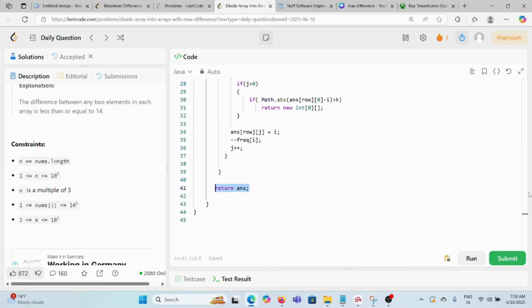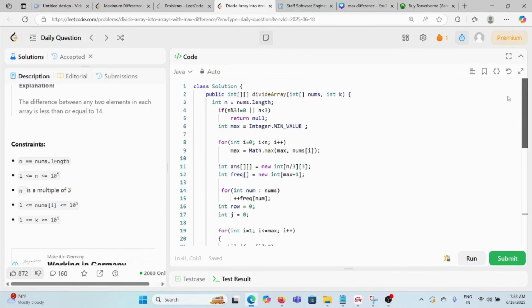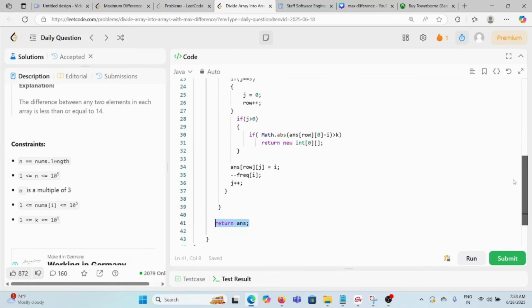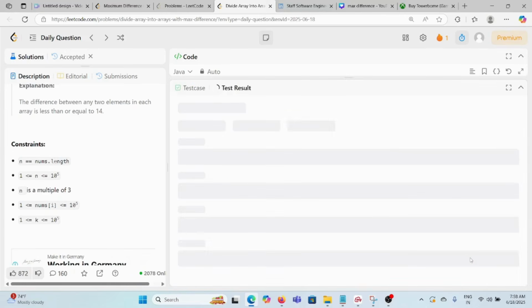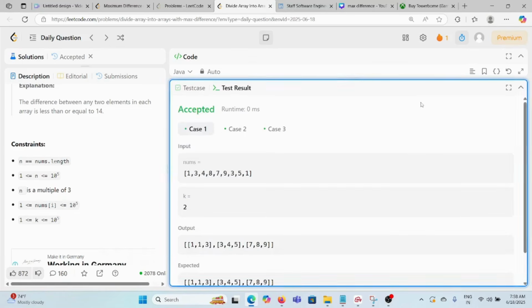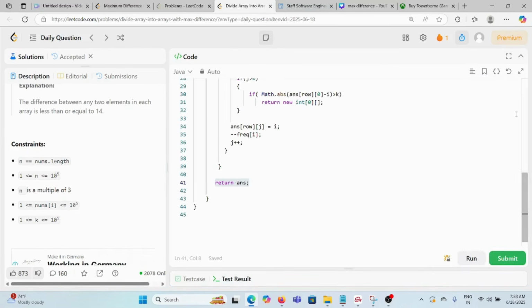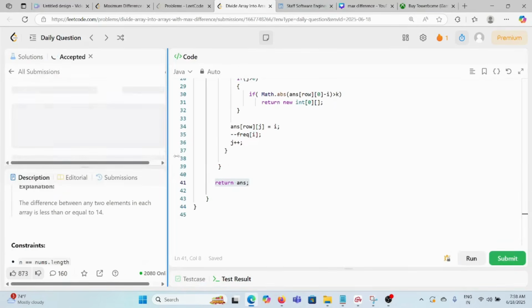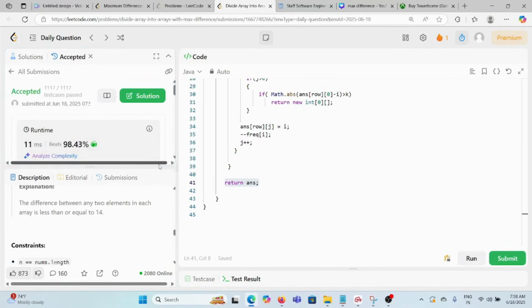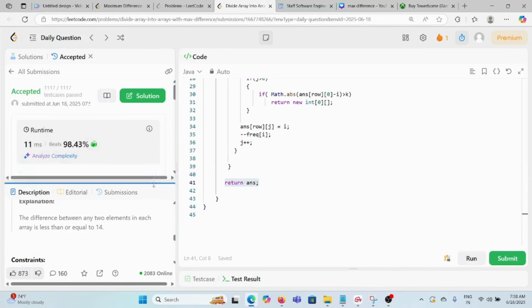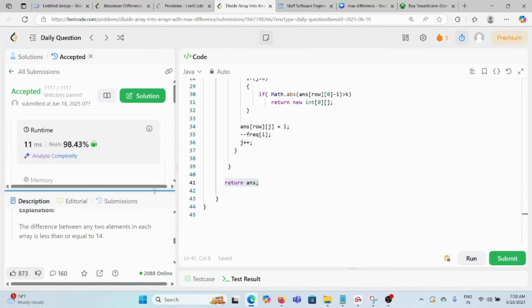So the good thing in this approach is we could have simply done it with Arrays.sort, but that would take n log n. Here we are doing it in O of n. So let me execute this code. I have already submitted, but for the sake of the video I am again submitting in front of you guys. So it is 98.43% faster.